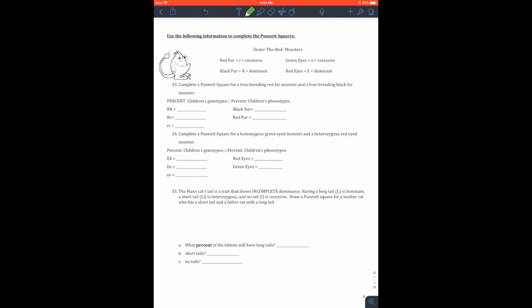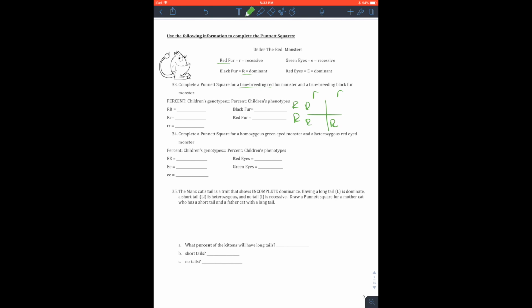Use the following information to complete a Punnett square. Okay, so we're going to make a Punnett square here. Complete a Punnett square for breeding a true bred red. Red is recessive, so little r, little r. And I'm going to cross him with a true bred black. Black is dominant.